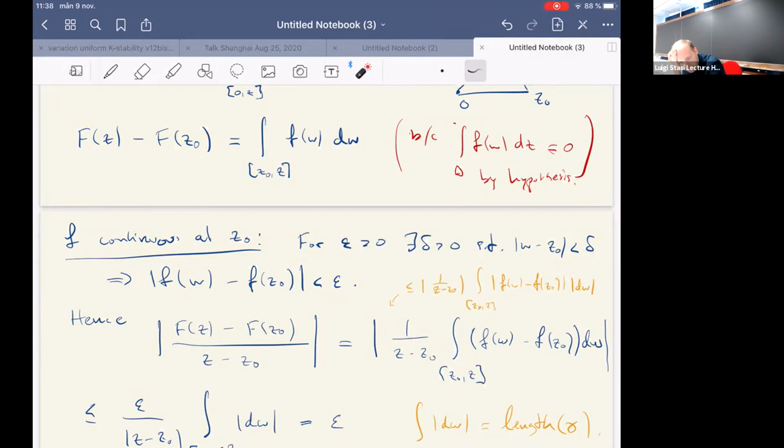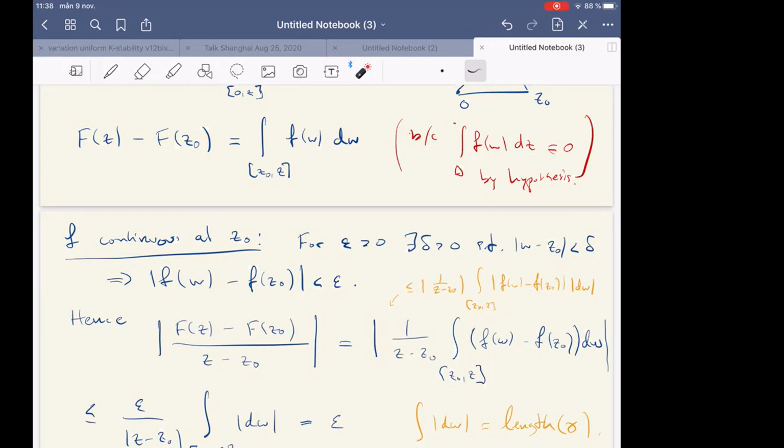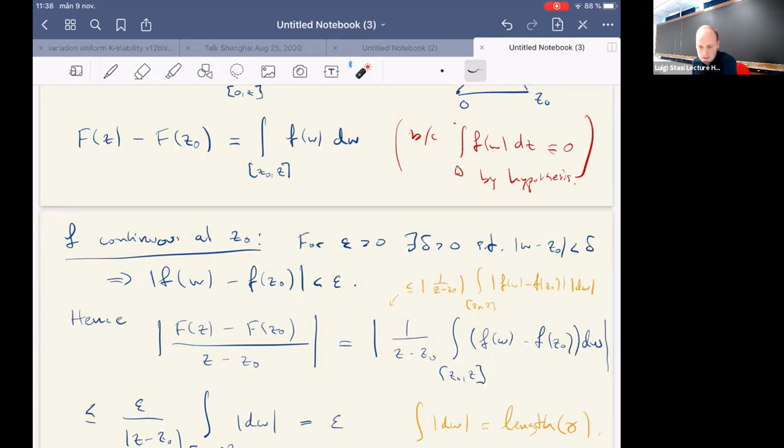Yeah, so the explanation is that I had already forgotten this in this week. So what we did is exactly what he's saying: we added and subtracted f of z0, and it doesn't change the value of anything.